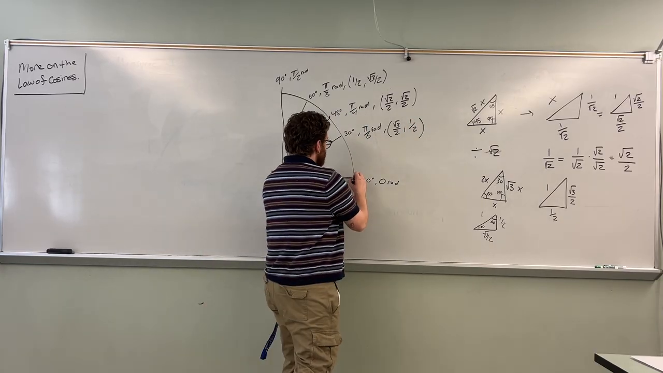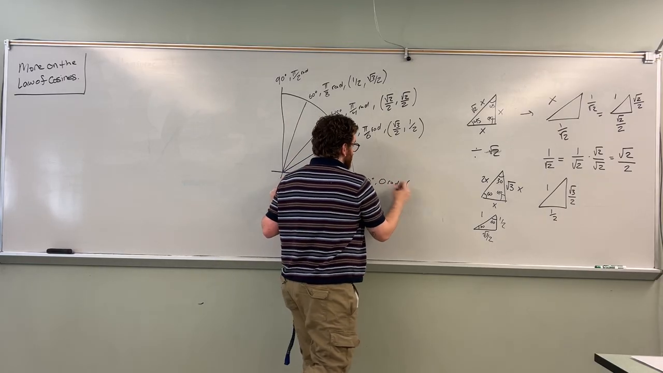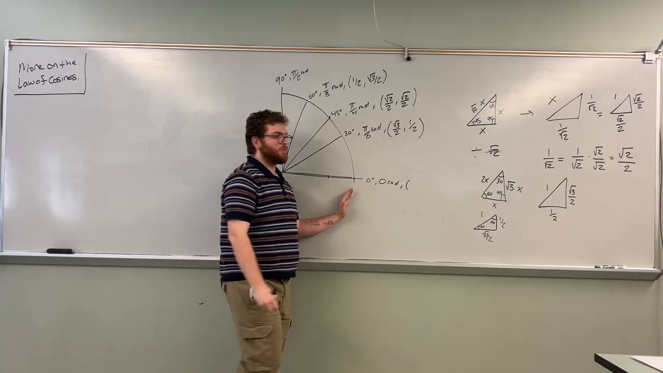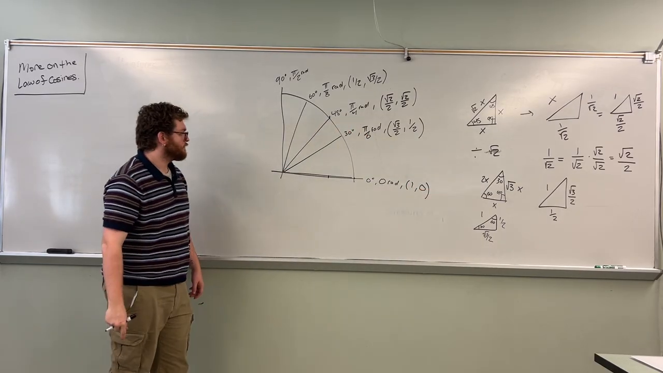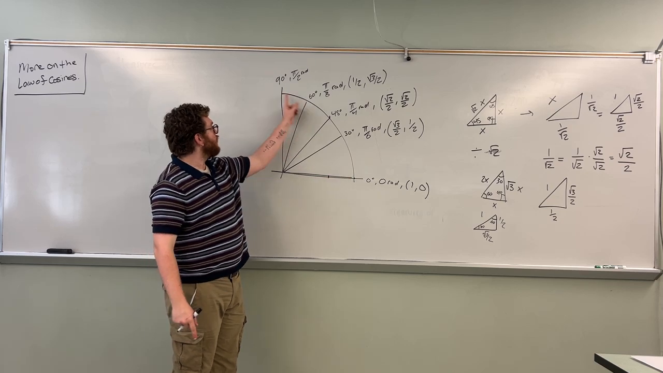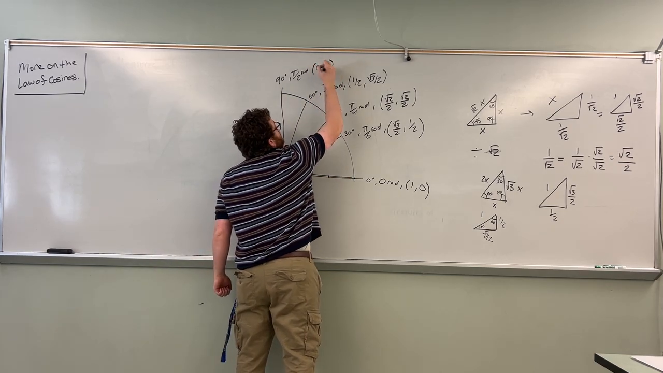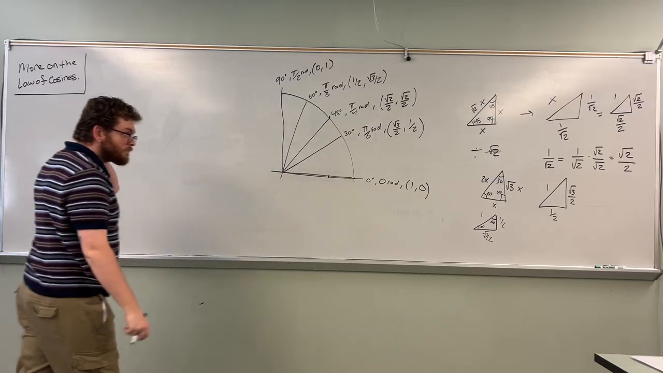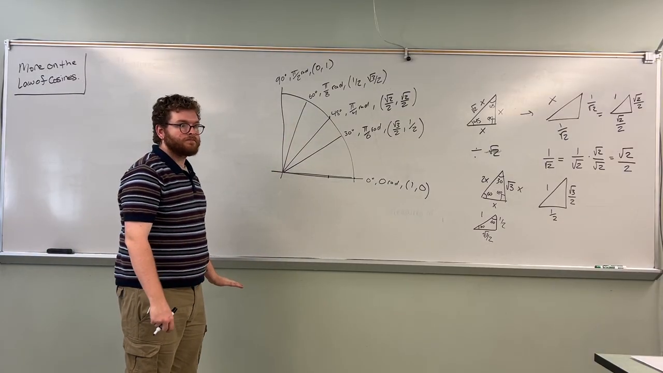The coordinate of this point, since my radius is 1, my x value, I've gone over 1, and my y value hasn't changed, so it's 0. And then again, radius is 1, so my y value here is 1, and my x value hasn't changed. This pattern then follows across the entire circle.